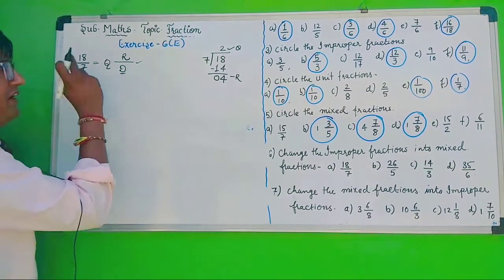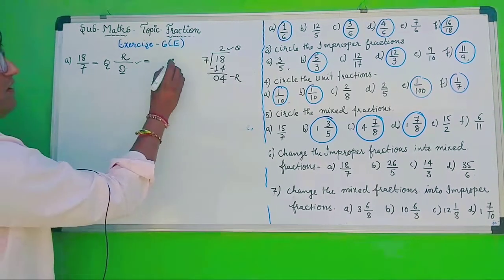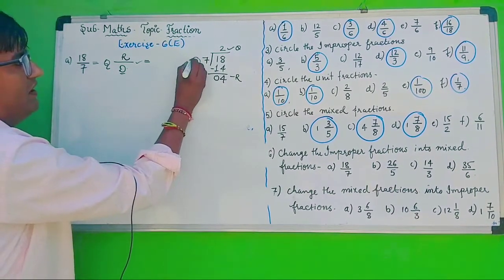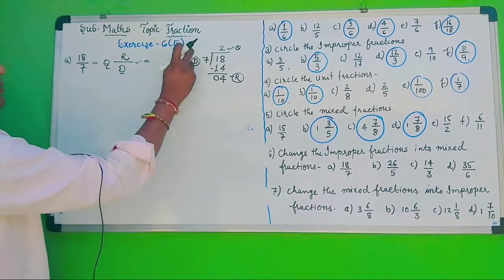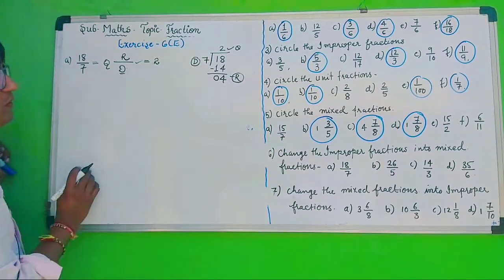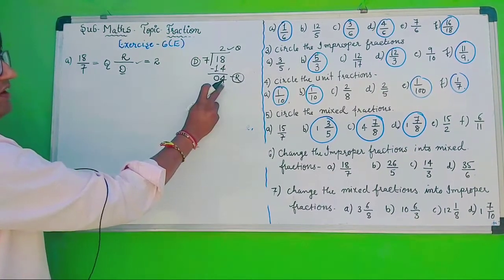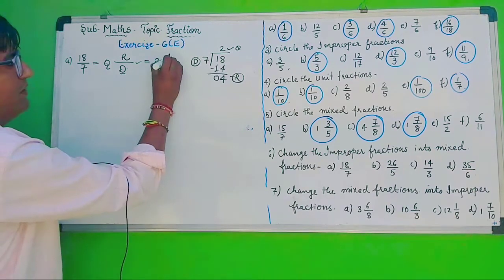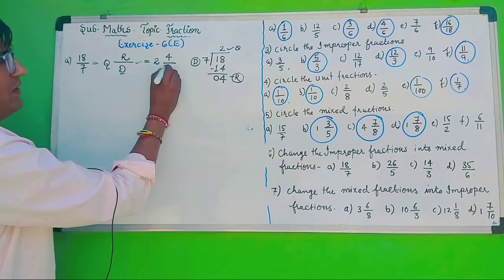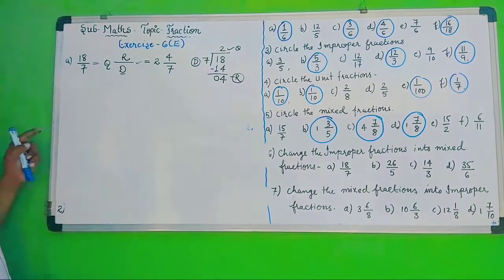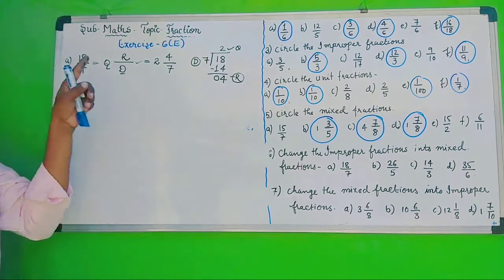Okay, this formula you remember and keep in your mind. Q R by D. Now on the basis of this formula, here D and here R. Now what is our quotient here? Quotient is 2, so I will write here 2. Then what is the remainder? Remainder is 4. So 4 will be the numerator and the denominator is 7, the divisor. Clear? So what is the answer? 2 4 by 7.